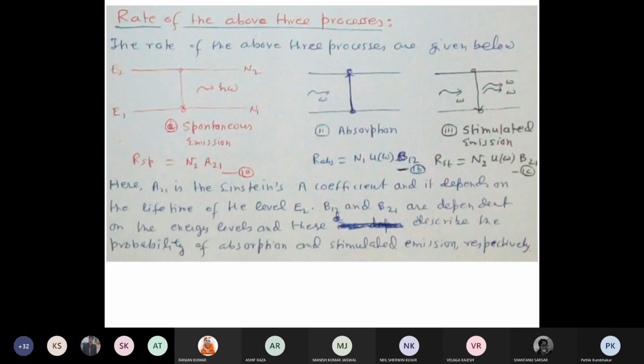Sir, yes, I am hearing. Continue. Sir, please explain the third one, stimulated emission, once again. How it's multiplied. Okay, no worries.